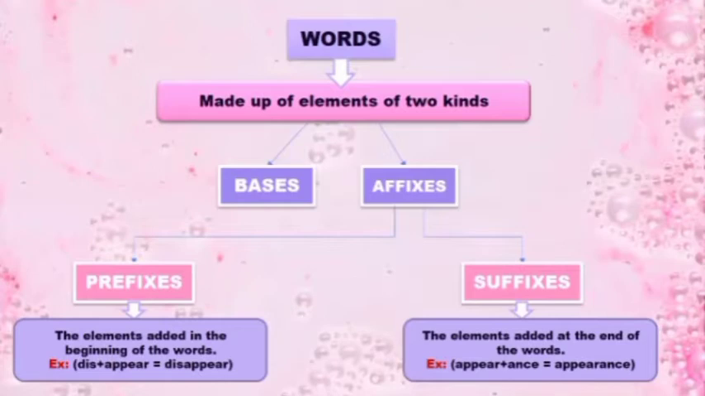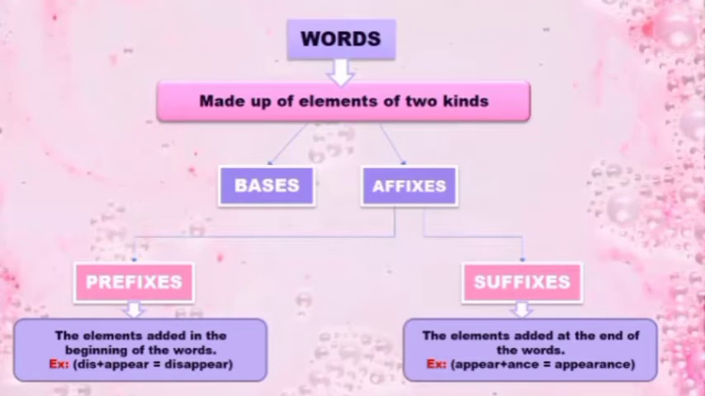The next one is suffix. Suffix is the element added at the end of the word. For example, appear plus ance. The basic word here again is appear, and the suffix is ance, appearance.